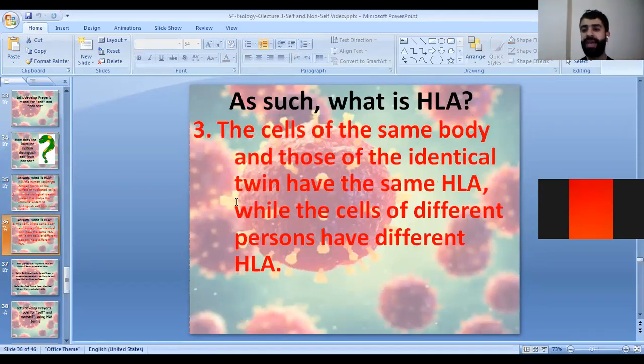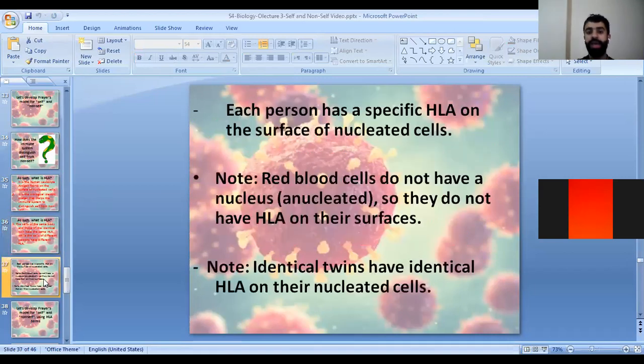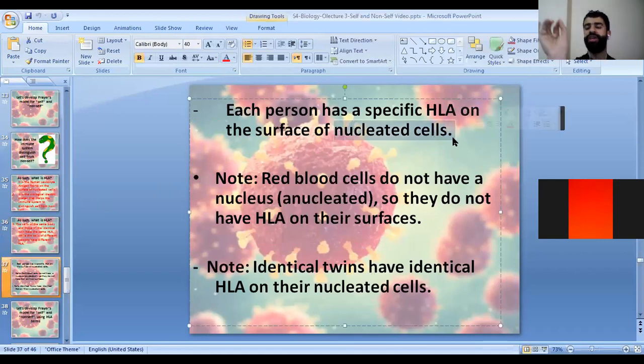All of the cells of the body have the same HLA. While the cells of different people, for example, me and Maya, have different HLA. Each person has a specific HLA on the surface of nucleated cells. So HLA is found only in the nucleated cells. That's why we have this note. The red blood cells, RBCs, don't have a nucleus. They are called anucleated. So they don't have HLA on their surfaces.